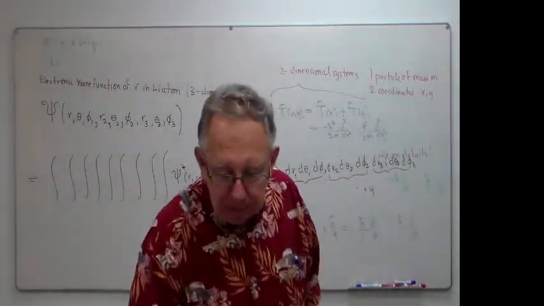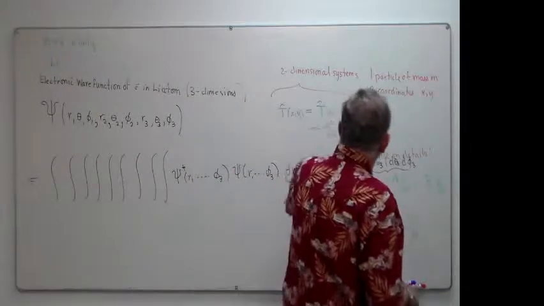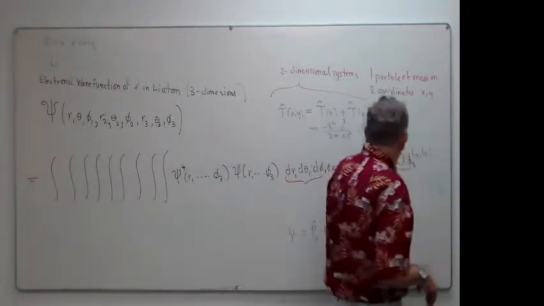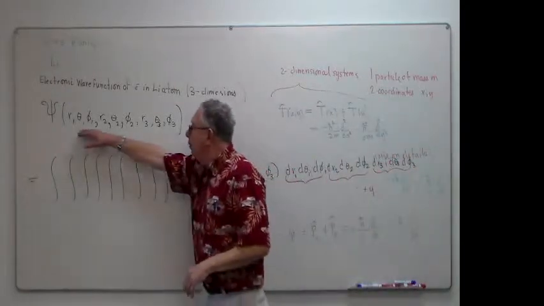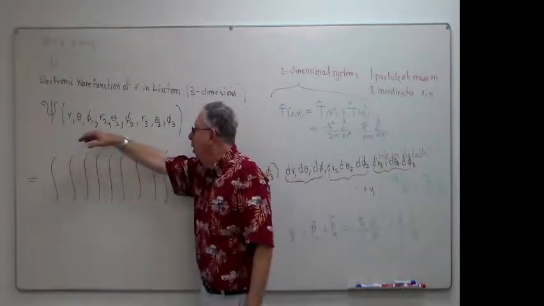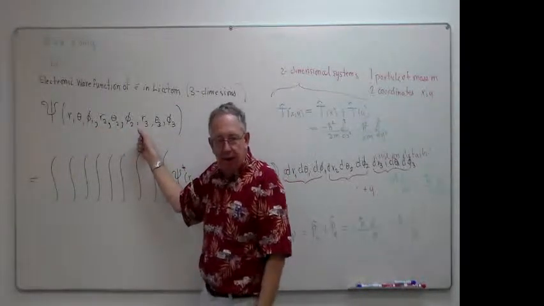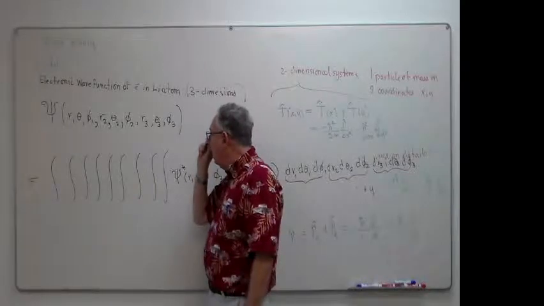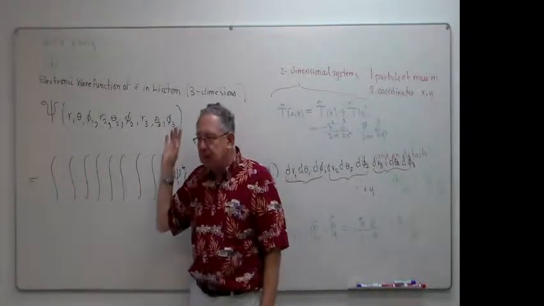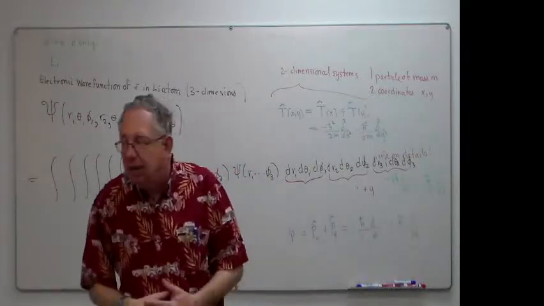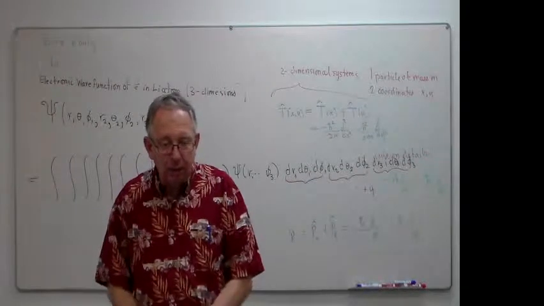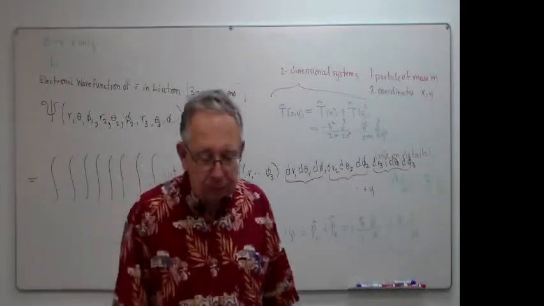So we can have multi-dimensional integrals for one particle of mass m with 2 or 3 coordinates. Here we have 3 particles, 3 electrons, let's say, each with an r, theta, and phi. And we have a 9-dimensional wave function. It depends on 9 different coordinates. And we're only at element number 3 in the periodic table. Oh my goodness.